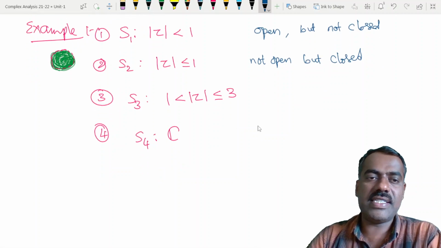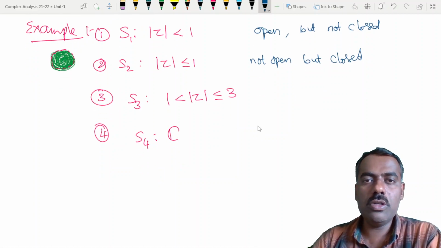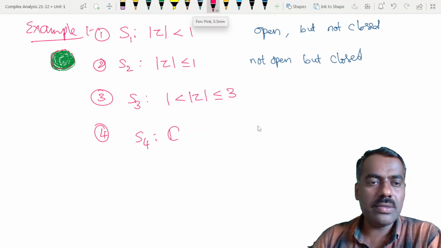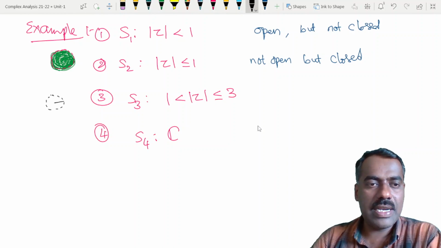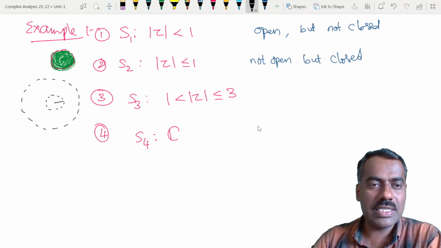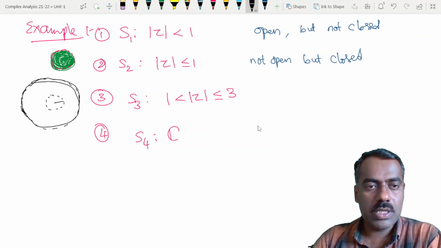Now, what about this S3? Neither closed nor open. So how can you draw the picture? Mod Z greater than 1, but less than or equal to 3. Because it is less than or equal to 3, it should not be a dotted line. So it is not a dotted line. Okay.